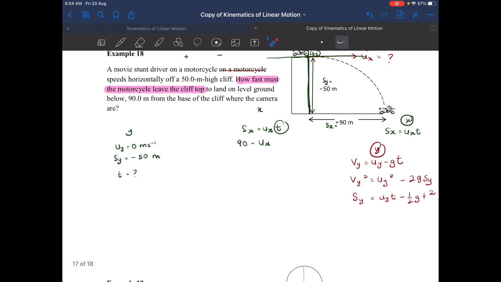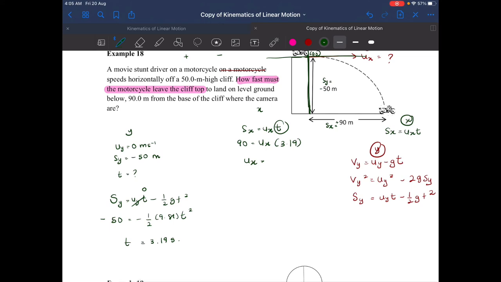So kita cuba cari. Kita ada V kan. So I think we cannot use this one lah yang ada V tu. So kita guna that one. So SY equals to UYT minus 1 per 2 GT square. So this one is negative 50. So UY kosong. Okay, ni kamu selesaikan lah guna kalkulator eh. And then ni kamu check jawapan kamu. Sepatutnya dapat 3.19 second. Okay, so bolehlah cari UX kat sini. So UX 90 bagi 3.19. You will get your answer to be 28.19 ms negative 1.